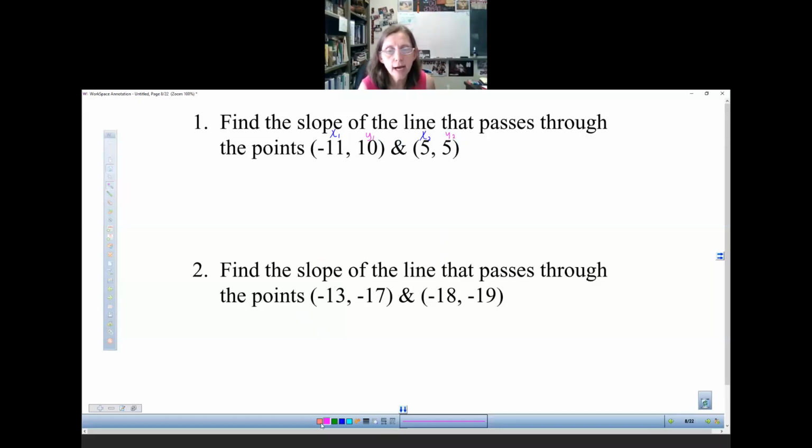And so I want to find the slope. So I'm going to use the formula, and the formula says that I take y2, which is 5, minus y1, which is 10, over x2, which is 5, minus, be careful, negative 11 is my x1, okay? 5 minus 10 is negative 5, and 5 minus a negative 11 is 5 plus 11, gives me 16. And so my slope is negative 5/16.